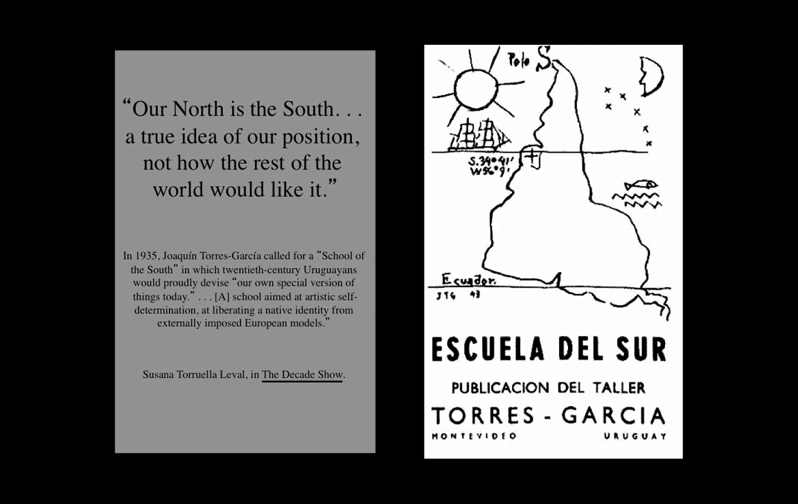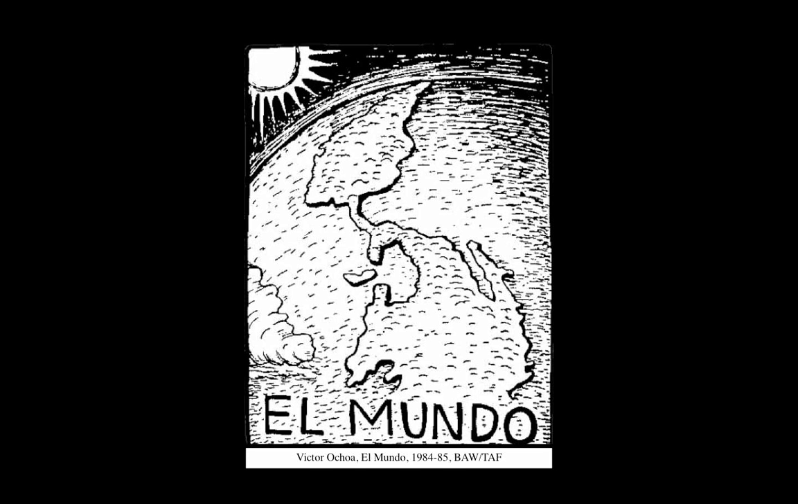They had the Escuela del Sur, publicación del taller en Uruguay, Montevideo, and there's a drawing. They place the poles according to what we will place them today on the equator, but they place them in an opposite frame of reference. 1943. So the world was viewed not from the north is up and south is down, but from a south is up and north is down perspective.